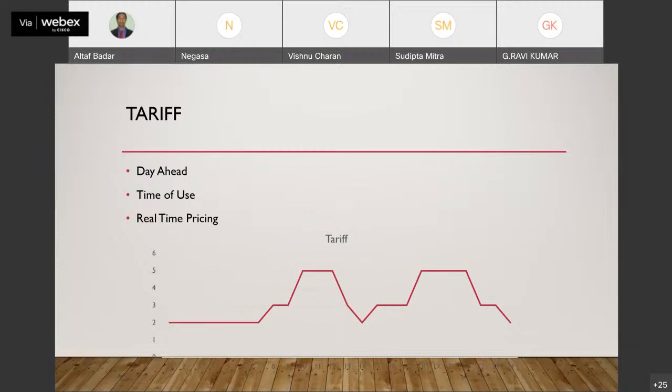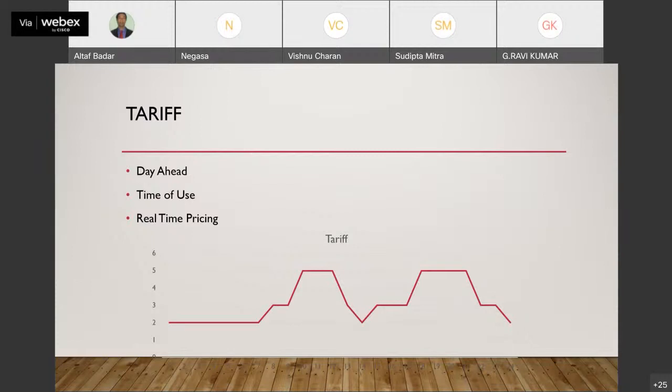This is an example of day ahead pricing. So I have 2, right? It is either 2 or 3 or 5. No other value is there. There are 3 values only. You can have more values also, but just for an example, I've just shown it here.